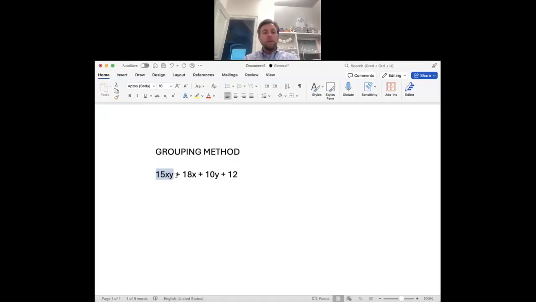This first term, 15xy, has a y, but this one doesn't. So y is not in it. This has an x, but this doesn't have an x, and this doesn't have any variables. So there's stuff common to some of it, but there's not anything common to all of it. So there is no GCF.